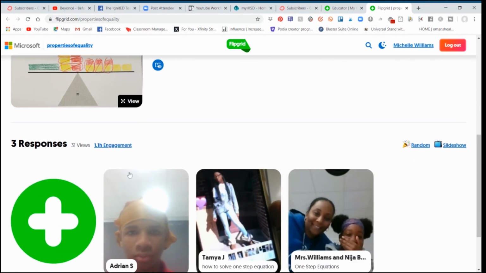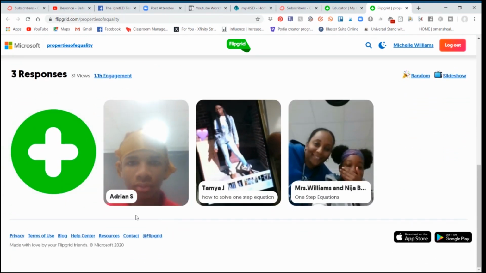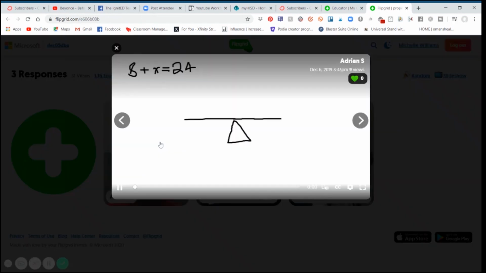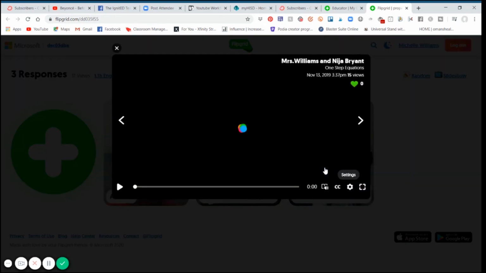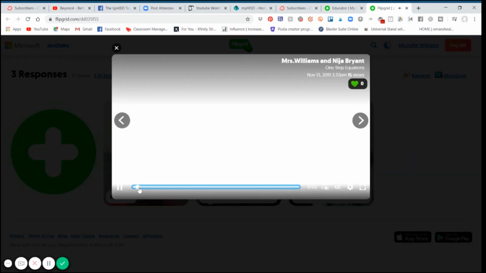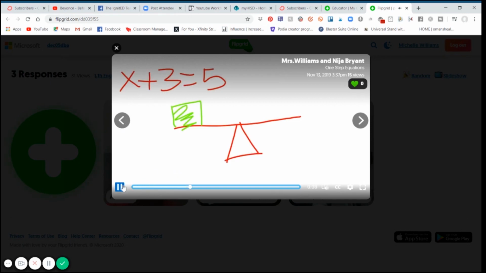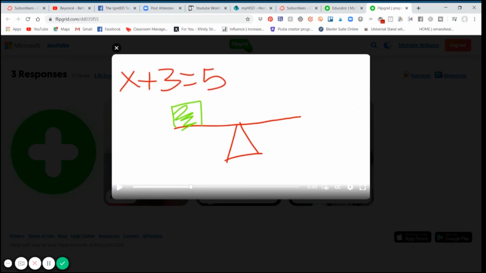So here's 3 of the responses. I like the responses system because if you notice in this video, this student can use the algorithm, which is the numbers with the whiteboard, whereas this student, I'm going to put faster. So she actually could draw her equation and show it that way.